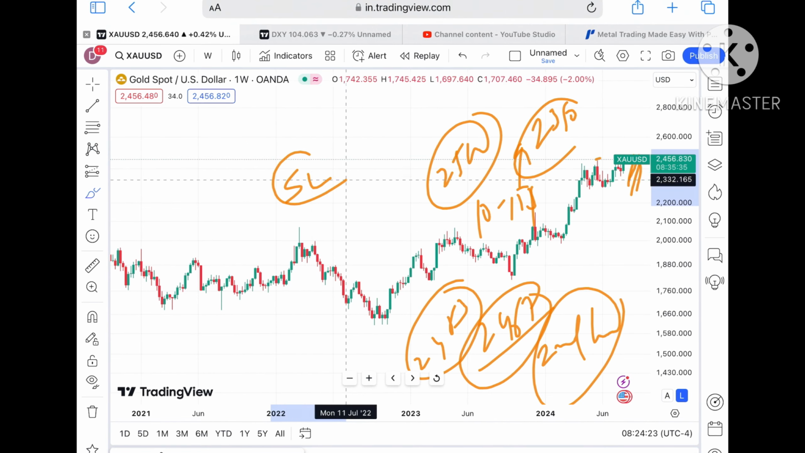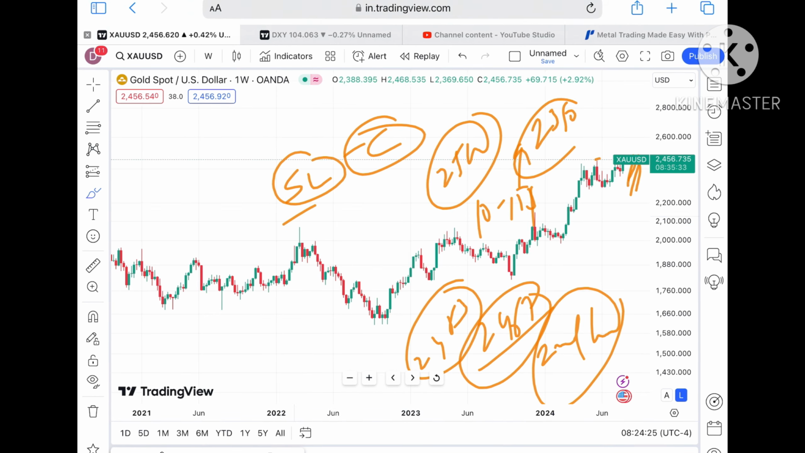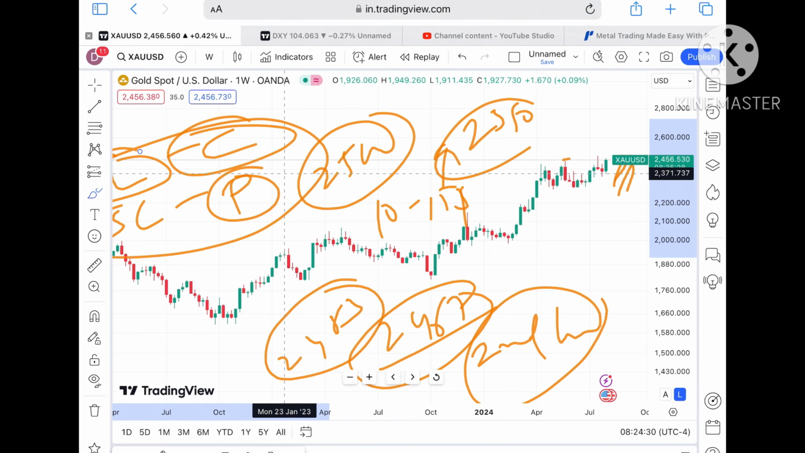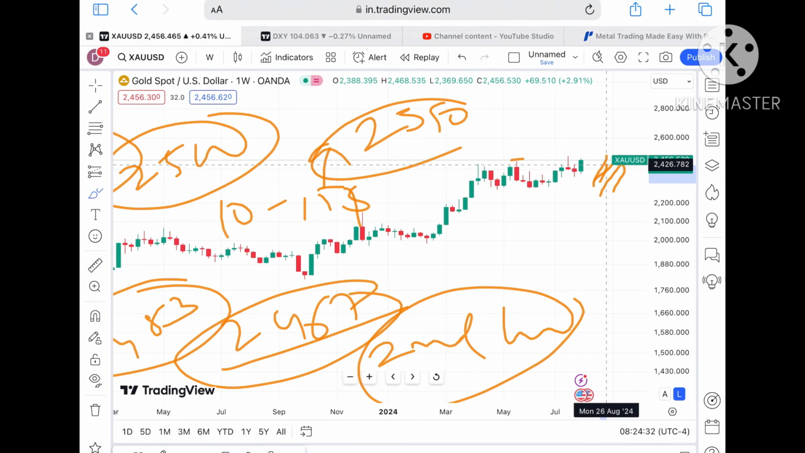Understand, always try to set your SL, that will save your capital. And always try to trail your SL, that will save your profit. If you are doing these two things, you can sustain for a longer period of time.